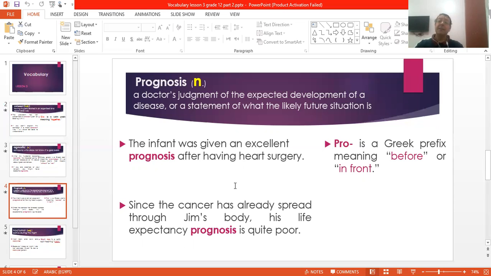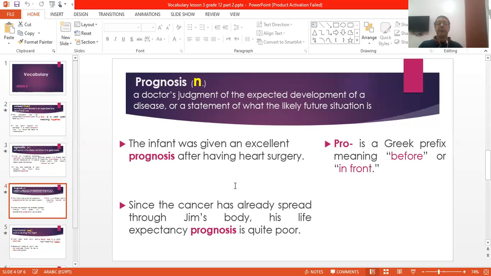And so this evaluation, or this report on his or her condition, is the prognosis. So he was given an excellent prognosis after the heart surgery. This means the condition is stable, everything is in good shape, he is expected to live, no problem.